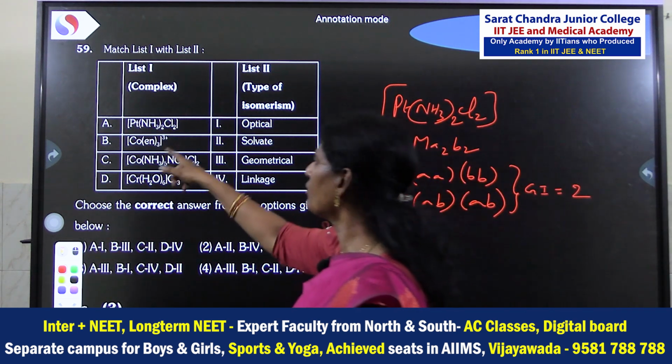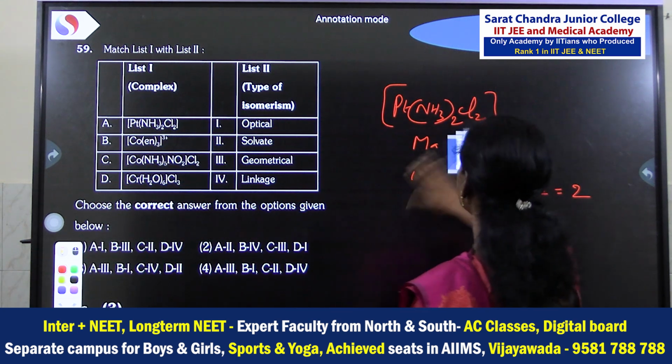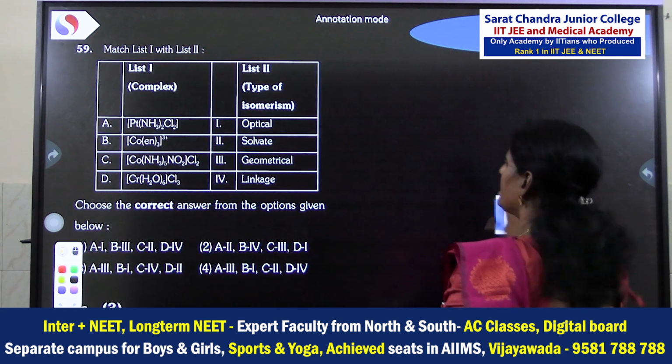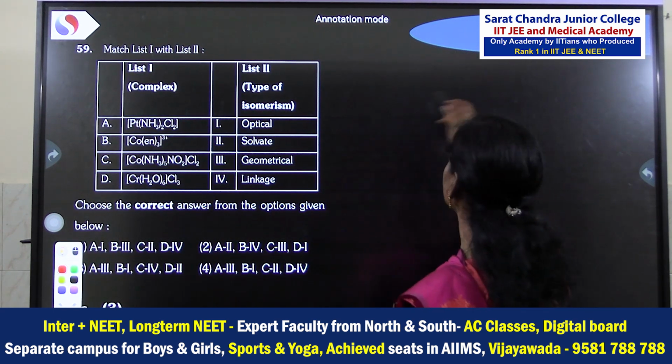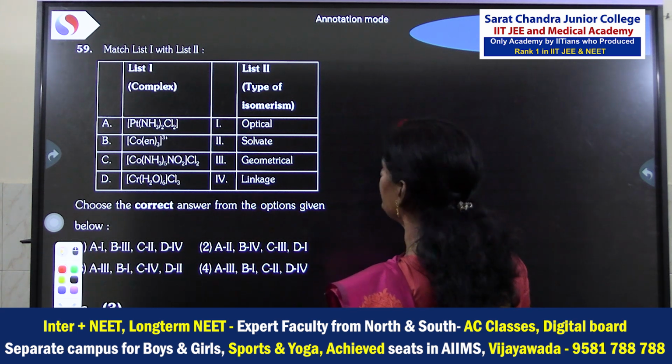And coming to the second complex, Co(en)3, it is an octahedral complex. In this octahedral complex there are 3 bidentate ligands, ethylenediamine ligands, Co(en)3.